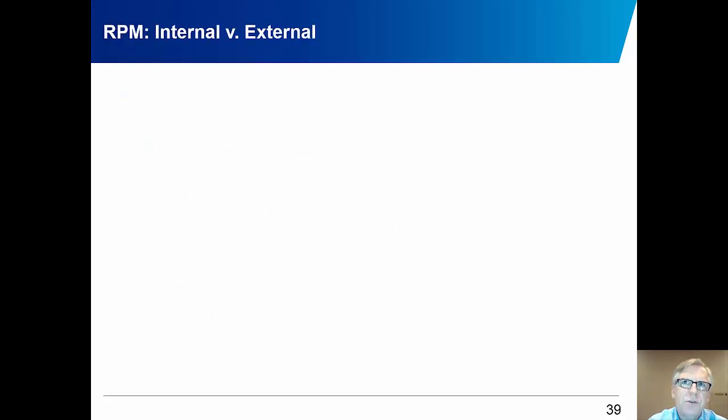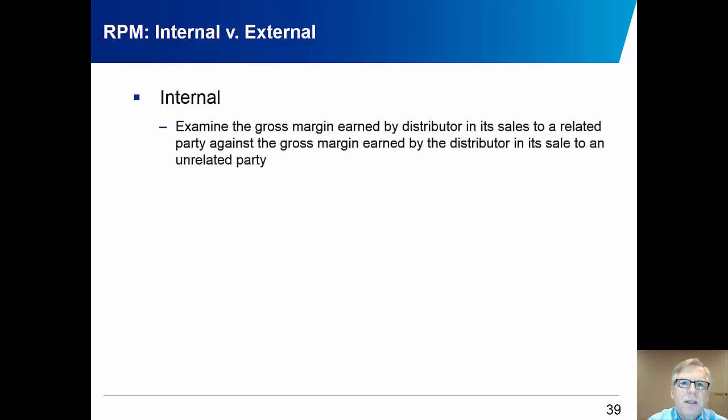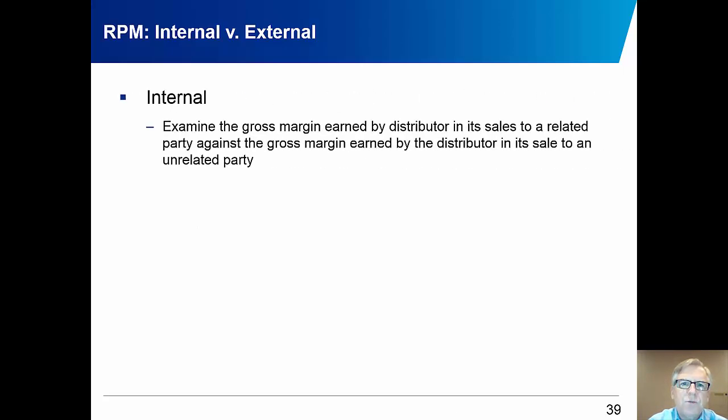Now I've used the term internal and external. An internal resale price method is where the distributor is distributing one line of product that it's purchasing from its related party, and another line of products that it's distributing which it's purchased from an unrelated party. And in that case, we can compare the one gross margin to the other. That's most likely going to produce the best comparability of data because we'll have all the information for contractual terms and other factors.